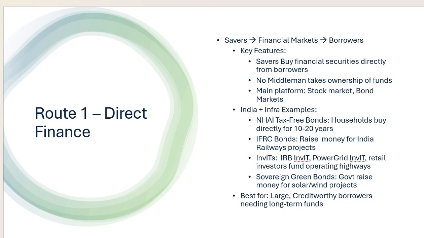infrastructure projects. And then InvITs: IRB InvIT, Power Grid InvIT, retail investor funds operating through Harvest. So you can go and invest in InvIT products. InvIT stands for Infrastructure Investment Trust. You buy directly, and that will go directly to the investment.